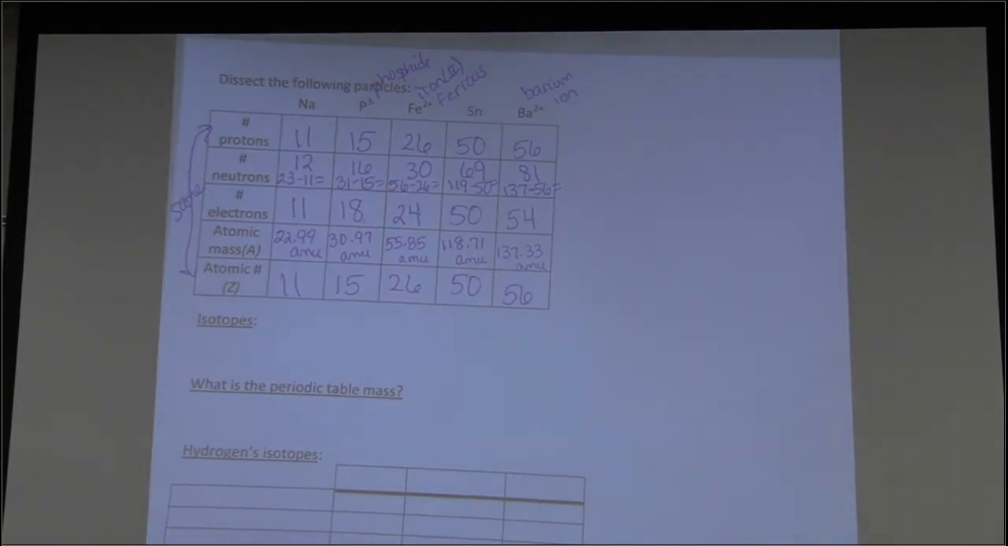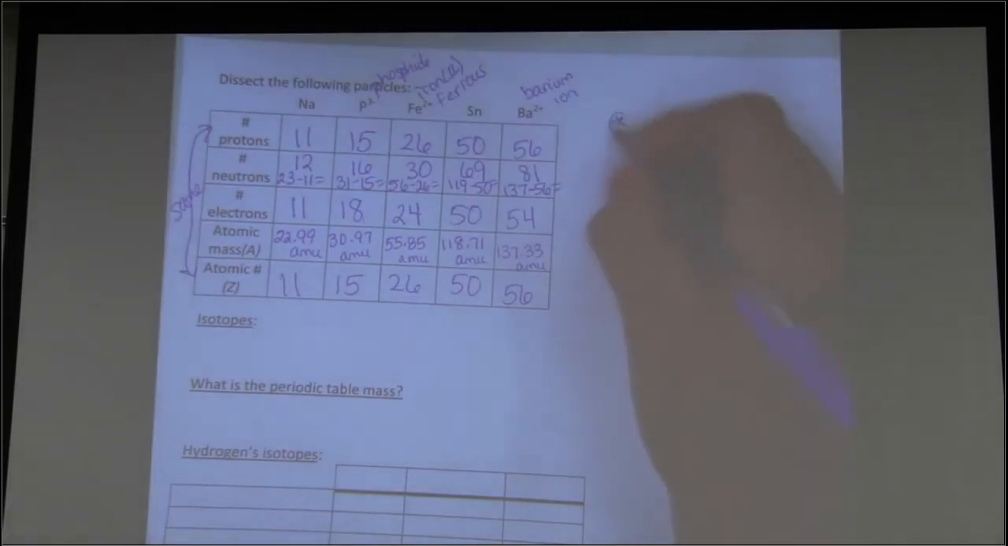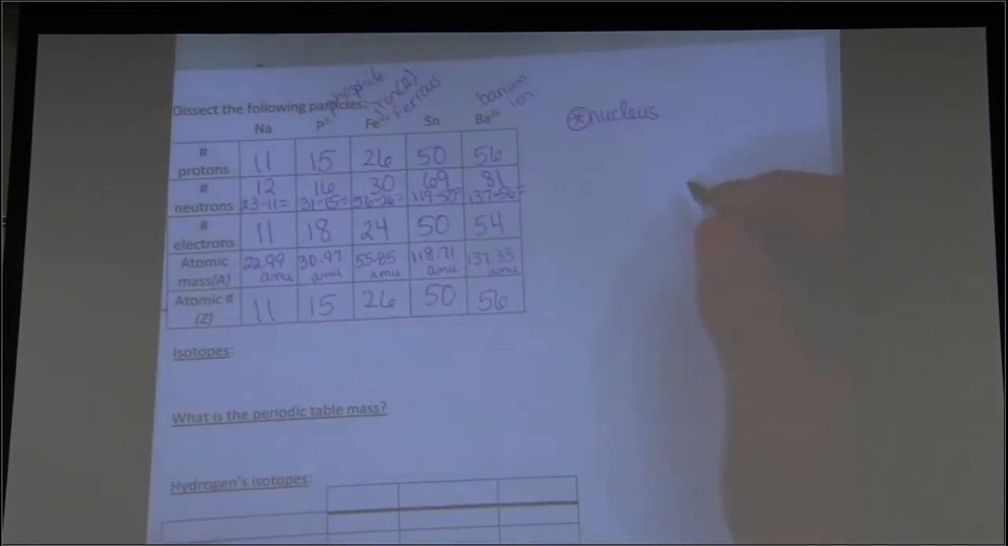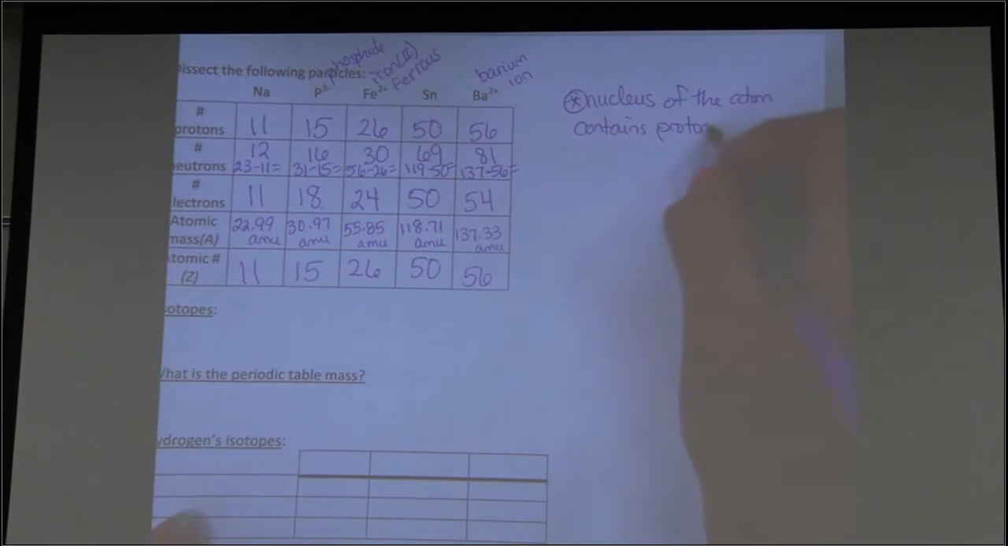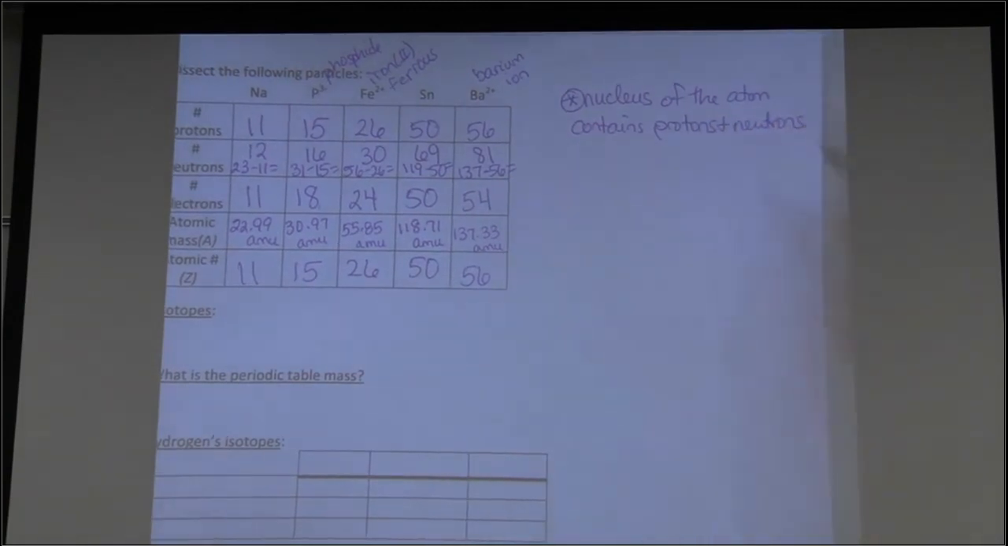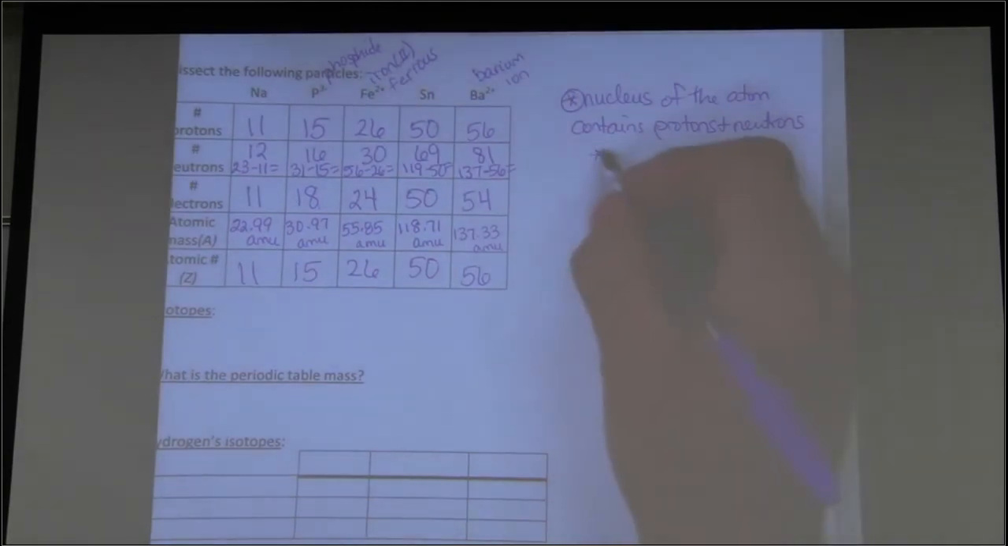Okay. All right, couple more things about the atom. We haven't talked much about the nucleus, so let's talk about the nucleus. The nucleus of the atom contains protons and neutrons. The nucleus of the atom contains protons and neutrons. It has a positive charge. Why?